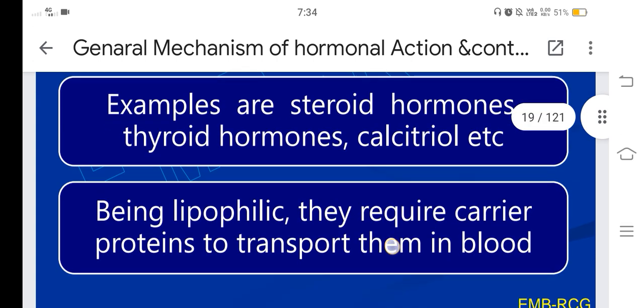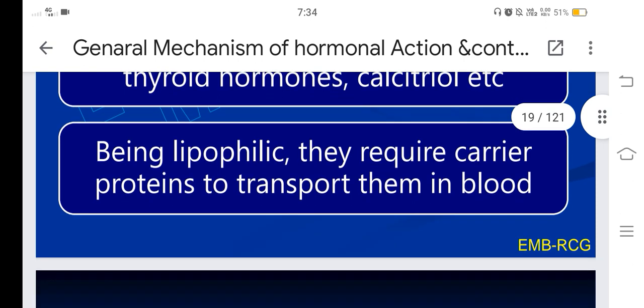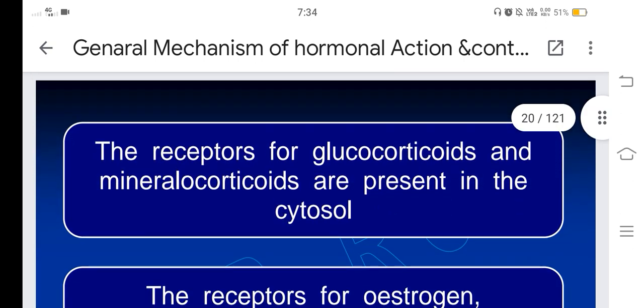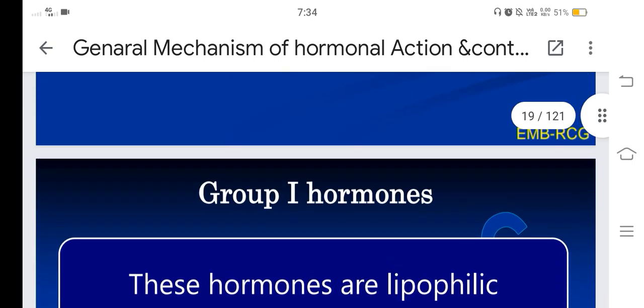Being lipophilic, they require carrier proteins to transport them in blood. Then the receptors for glucocorticoids and mineralocorticoids are present in the cytosol.